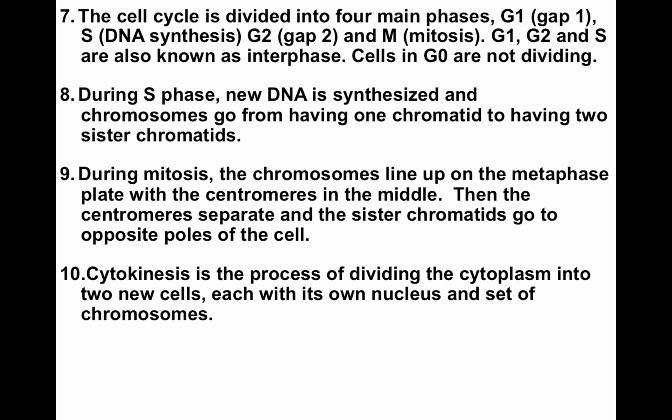The cell cycle is divided into four main phases: G1, S, G2, and M. Cells in G0 are not dividing. During the S phase, new DNA is synthesized and chromosomes go from having one chromatid to having two sister chromatids. During mitosis, the chromosomes line up on the metaphase plate with the centromeres in the middle. Then the centromeres separate and the sister chromatids go to opposite poles of the cell. Cytokinesis is the process of dividing the cytoplasm into two new cells, each with its own nucleus and set of chromosomes.